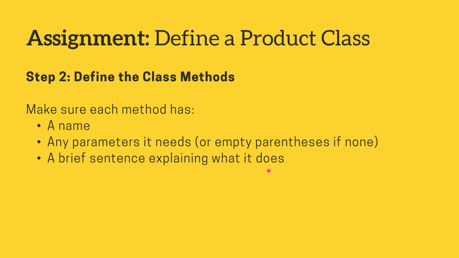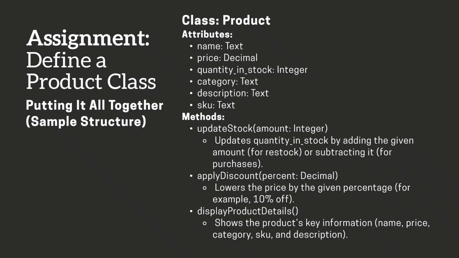And that's it. You don't have to write full code, just a clear design of your class. Now, here's what a complete answer might look like in structure. Don't copy this word for word, but you can use this as a guide. So you'll have your name, the title of the assignment, and then your class name, which would be product. Then you'll list the different attributes.